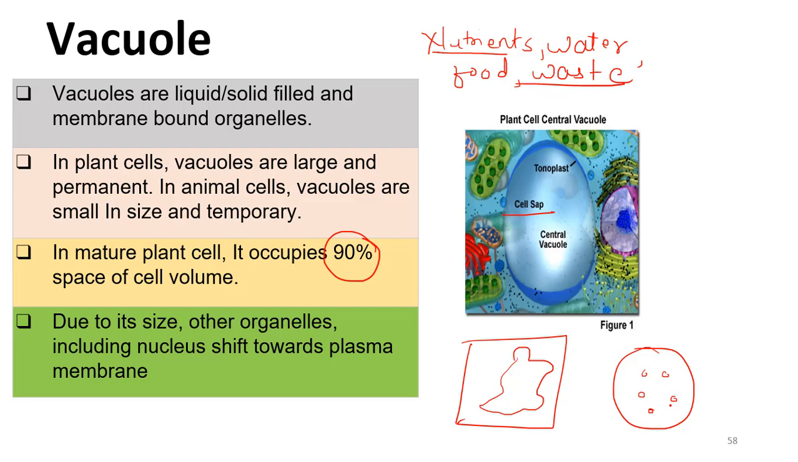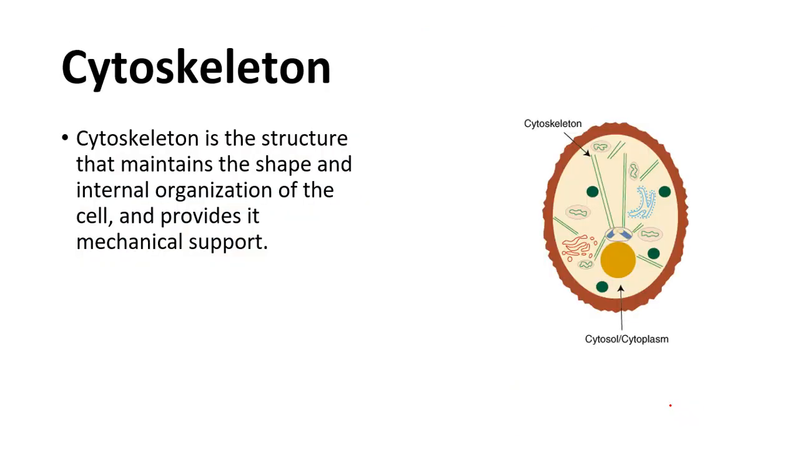So vacuole is generally present to store waste as well as food, whereas leucoplast only stores food in plant cells. Okay, moving to the next, cytoskeleton. For example, we have grills outside our windows. Why? To protect our house from any kind of damage, any kind of foreign particle entering. In the same way, you have a structure which gives shape and structure to the cell, and also provides mechanical support to the cell.